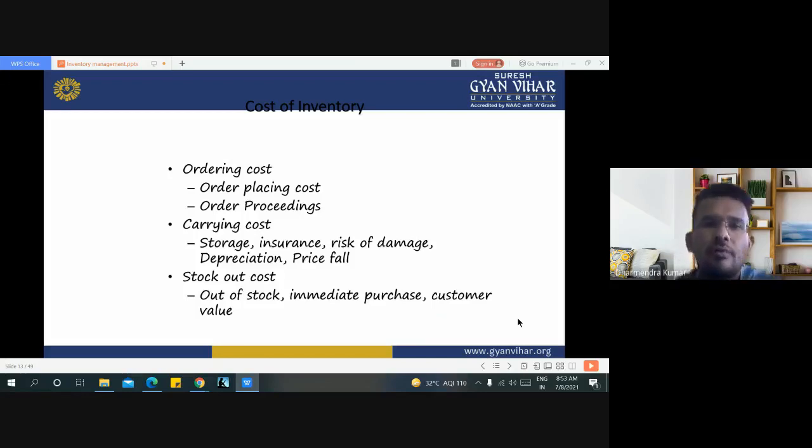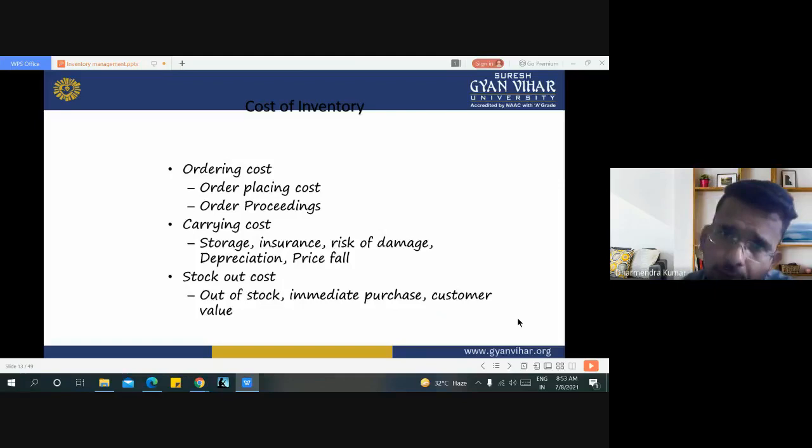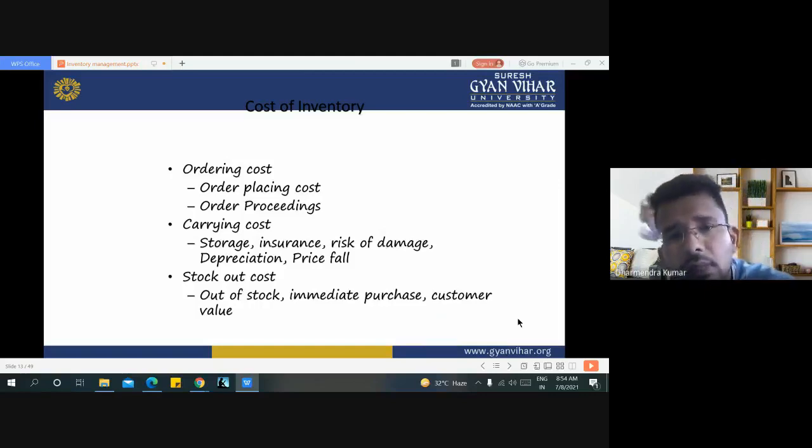This is the cost of inventory: how much cost of inventory takes place, and how much percentage of the cost of any product we invest in inventory management, in finished goods inventory, or raw material inventory. Like ordering cost, in this we place a new order. We can find various stages like placing, follow up, transportation; these types of cost are in the ordering cost.